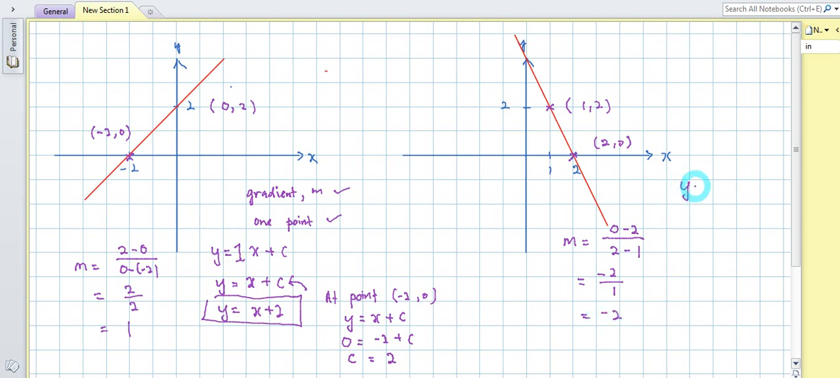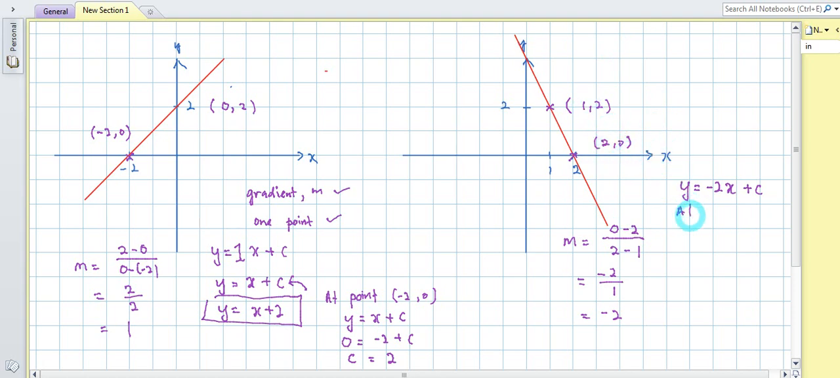Now y equal to mx plus c. I need to find the c. I can choose any point here. I think I just choose this point, 2, 0. So y is equal to 0, negative 2 times x, where x is 2, plus c. 0 is equal to negative 4 plus c. c is equal to 4. And the full equation should be y equal to negative 2x plus 4. This is the equation for this straight line.